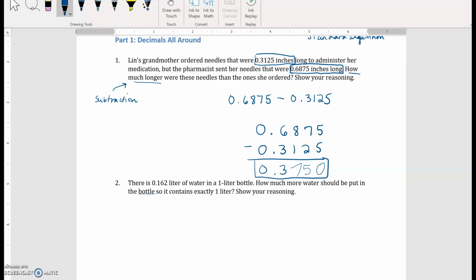So to answer my question here, I can say that the needles are 3,750 thousandths of an inch longer.